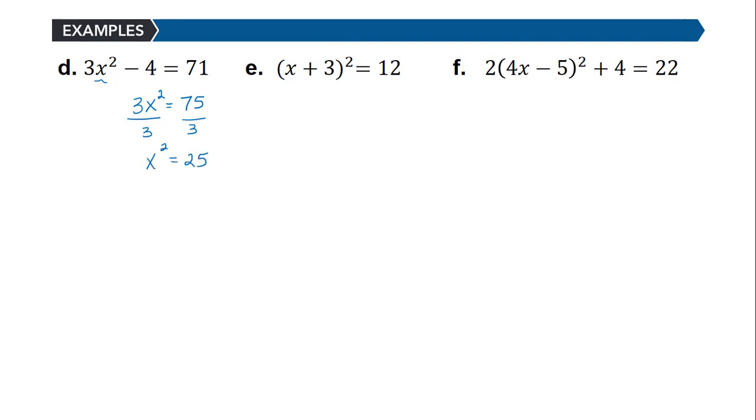Now I have it in the form where I can apply the property, and that states that x will be plus or minus the square root of 25, or plus or minus 5. And again, if you're questioning your solutions, plug them in place of x to see that that gives you a true statement. So our solution set is plus or minus 5.